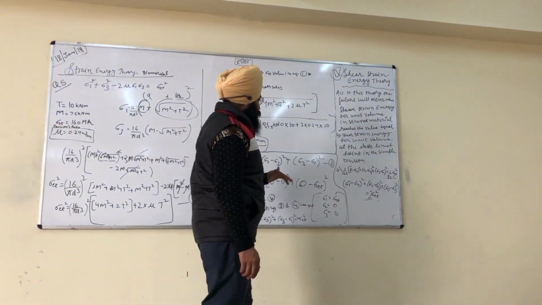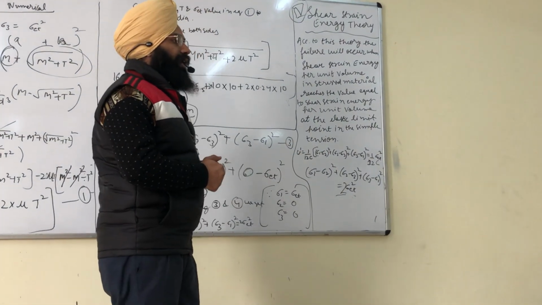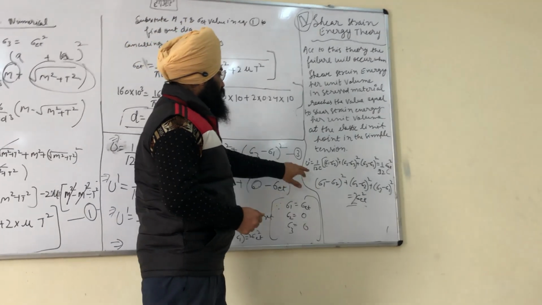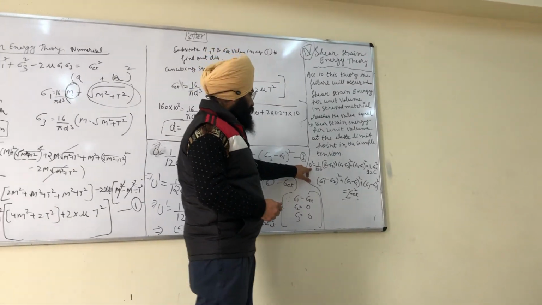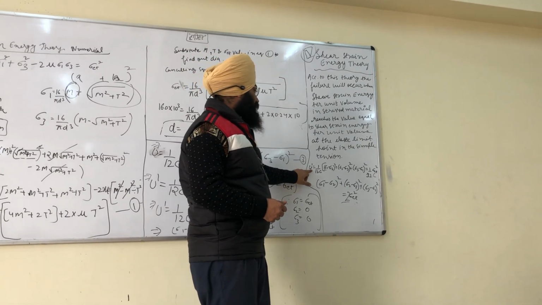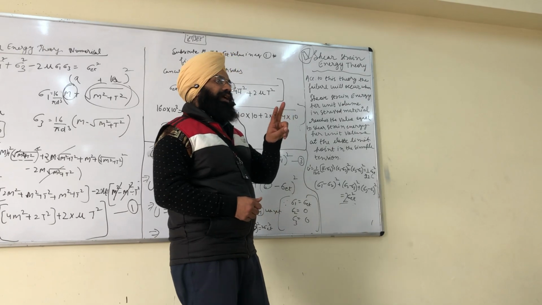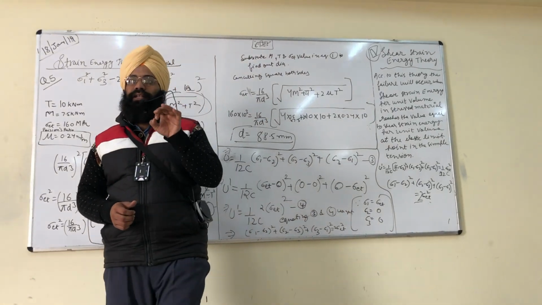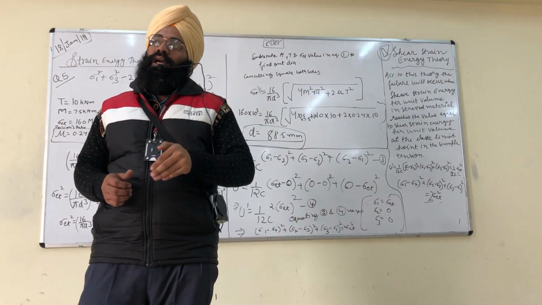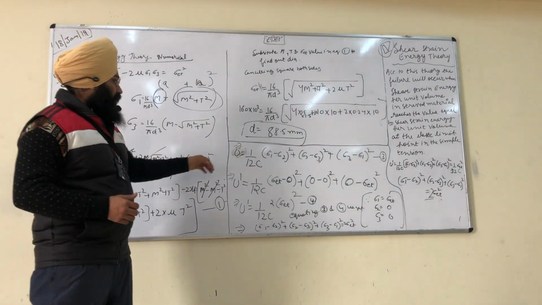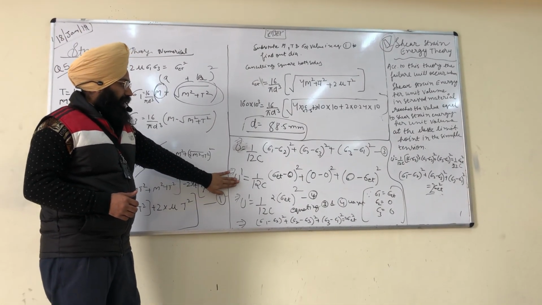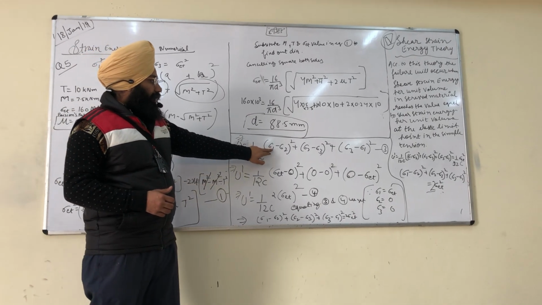Now this is the fourth theory which we are covering. We can calculate the value of the strain energy per unit volume for the principal stresses. This one is the value for the principal stresses. Secondly, we require the strain energy per unit volume at the elastic limit for the tension value. So this is the equation.